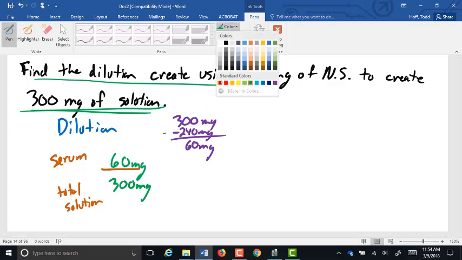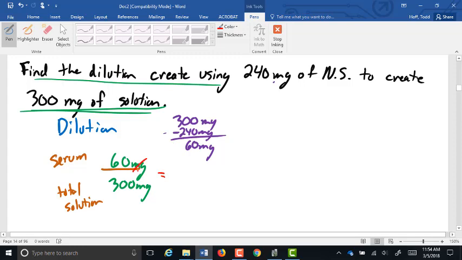Now from there, it's a matter of just reducing that ratio. The milligrams cancel out. Both 60 and 300 divide by 60. 60 divided by 60 is 1, and 300 divided by 60 is 5, giving us a 1 in 5 dilution.